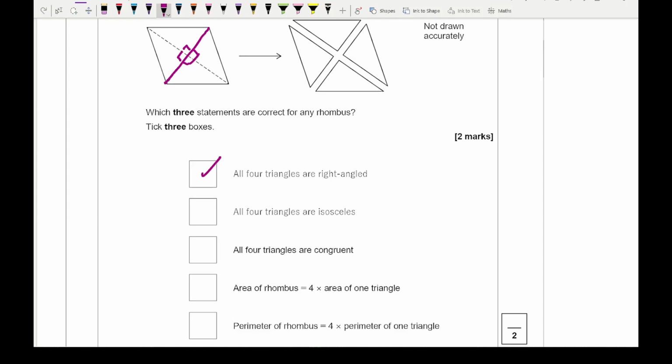All 4 triangles are isosceles. Well, that's not necessarily true, because although this side is equal to this side, we don't know about those diagonals. So here that is not going to be the case.